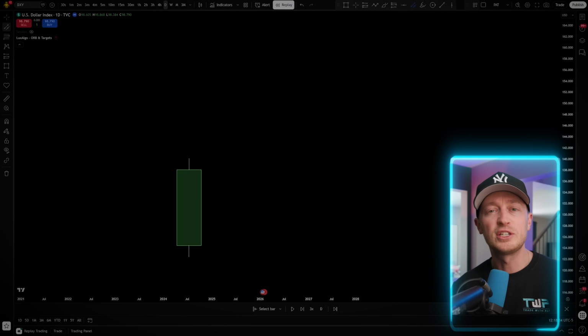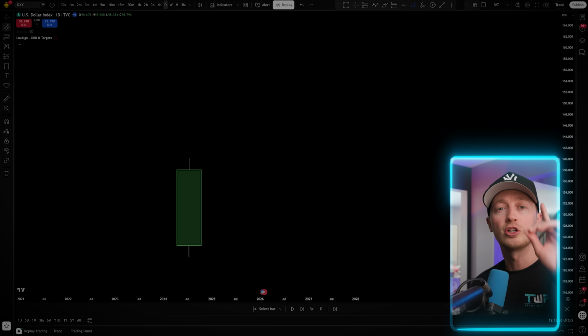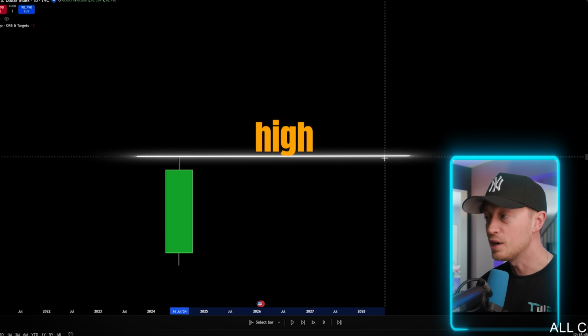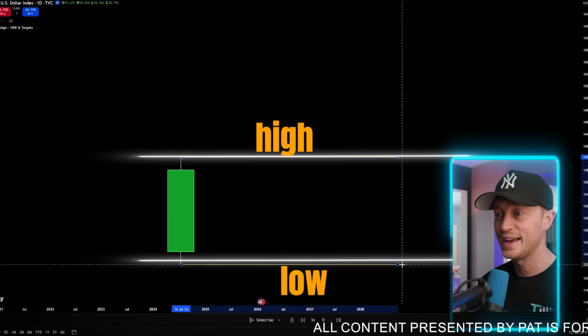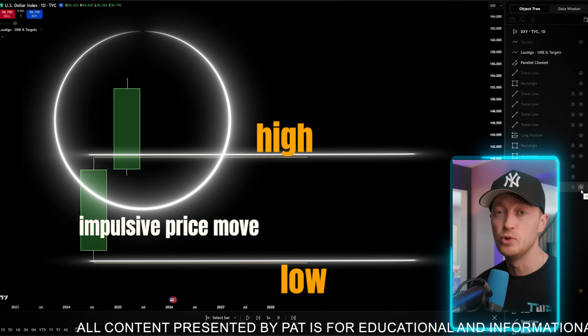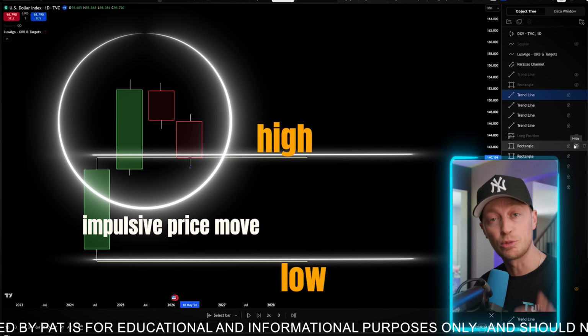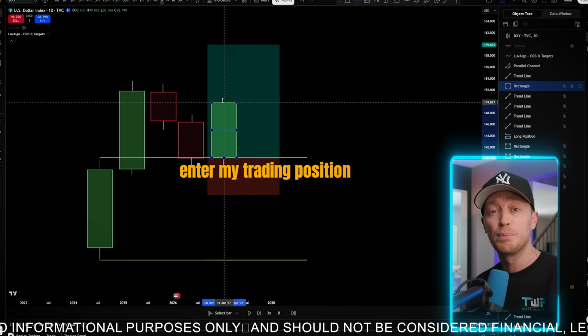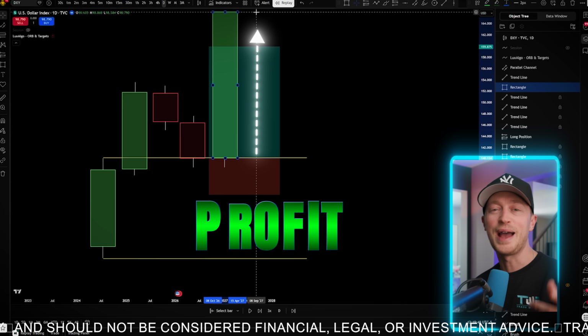The easiest scalping strategy that I trade daily all starts with one candle. I mark out the high and I mark out the low of that candle. I wait for an impulsive price move outside of that range, creating displacement. Then I enter my trading position, and if it goes my way, I smash a take profit.